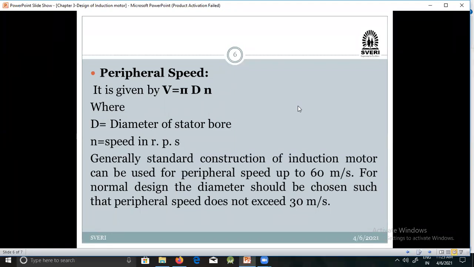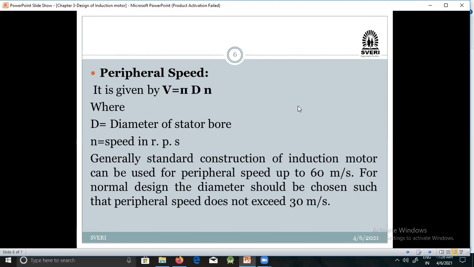Generally, the standard construction of induction motor can be used for a peripheral speed of up to 60 meter per second. The standard peripheral speed for construction overall, which is mentioned in meters per second, is 60. But they have given that for normal design, the diameter should be chosen such that the peripheral speed should not exceed 30 meter per second.